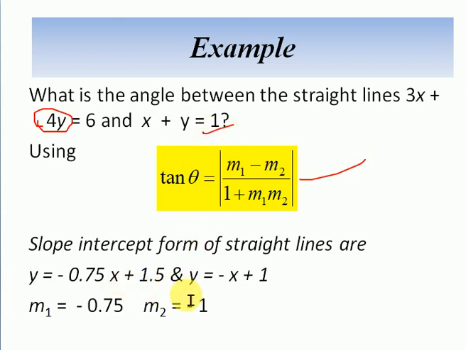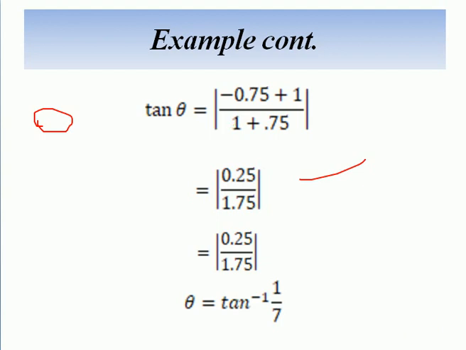equation we have y equals minus x plus 1. So here, this is y equals mx plus c form, so m1 equals minus 0.75 and m2 equals minus 1. So using these values of m1 and m2 and substituting these values in the formula, we get the angle between the two straight lines as theta is equal to tan inverse 1/7.